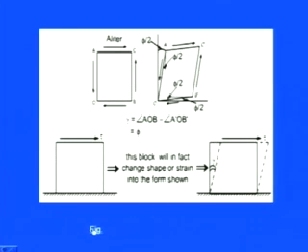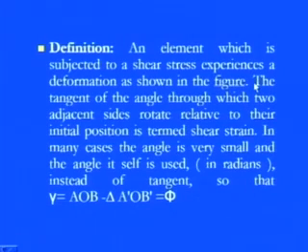So, going back to the main position, we were discussing that the tangent of the angle through which the two adjacent sides rotate relative to their initial position, as we showed, is always termed the shear strain, which we denote by the symbol gamma.